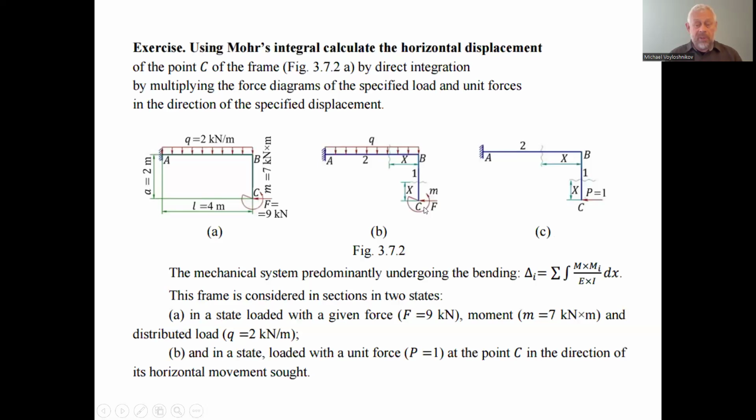And exactly, I have to remind that we do not use any other simplification of determination. This is definitely one exercise. Don't use the simplification, we don't use Vereshchagin rule, we don't use the Simpson rule, we don't use the trapezoid rule, or any other rules of determination of the Mohr integral. So we just have to find this integral directly. So we need to find the formula of product of two diagrams.